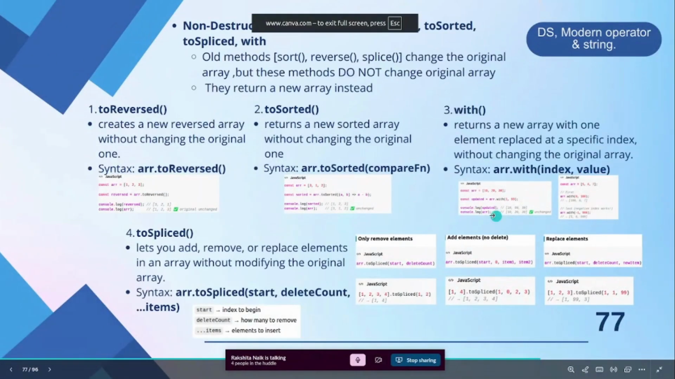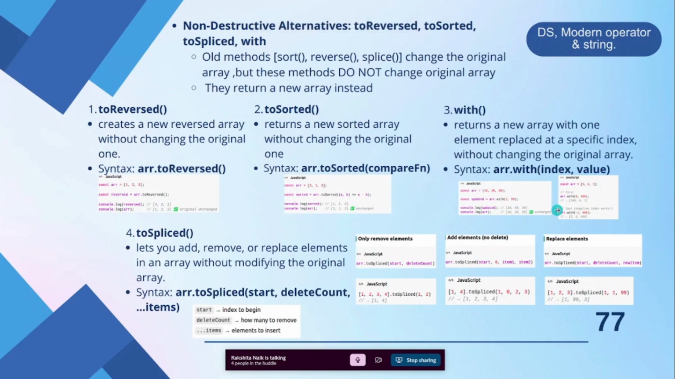You can see here 10, 99, the original array will not be changed. The same goes for the first and the last. To change the first element, the index needs to be 0. To change the last element, -1 needs to be there.